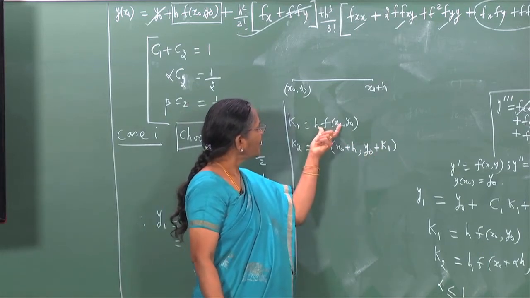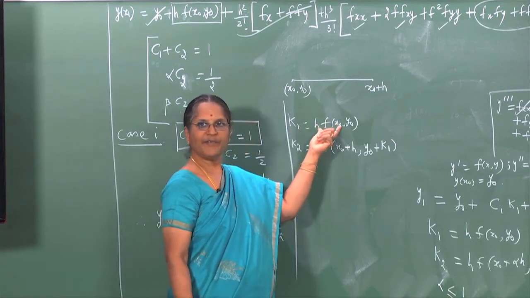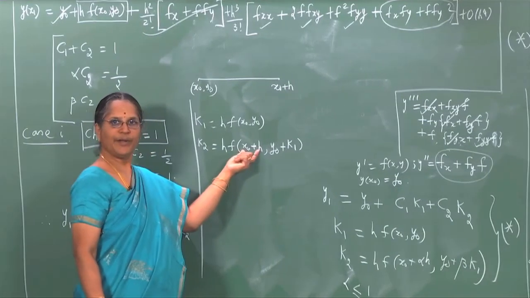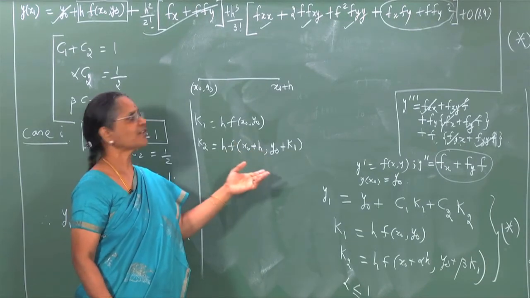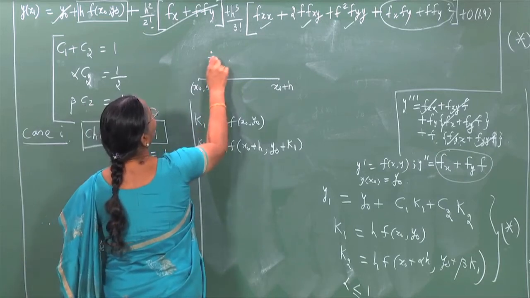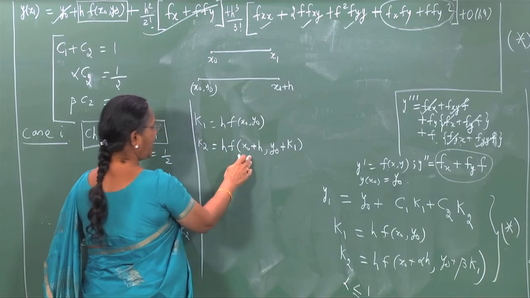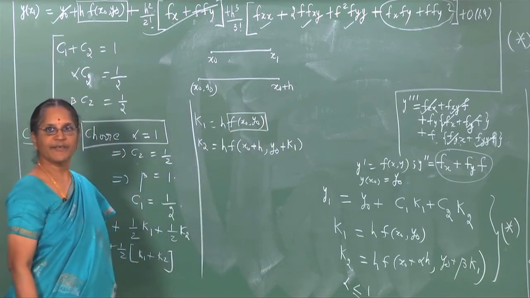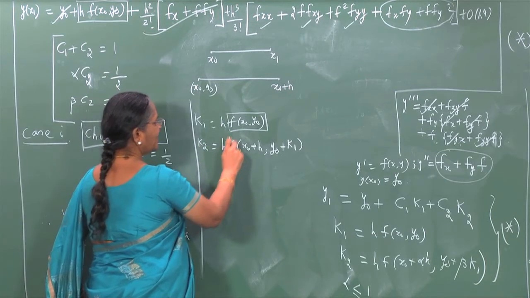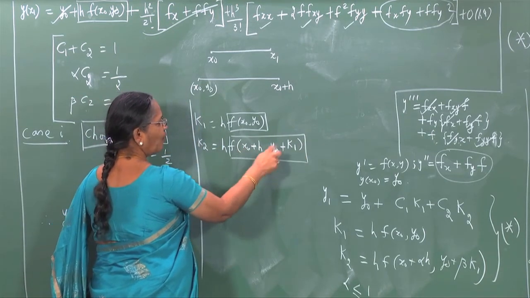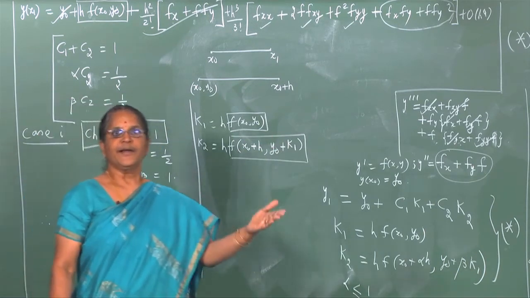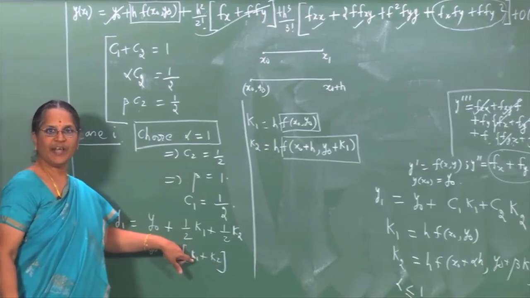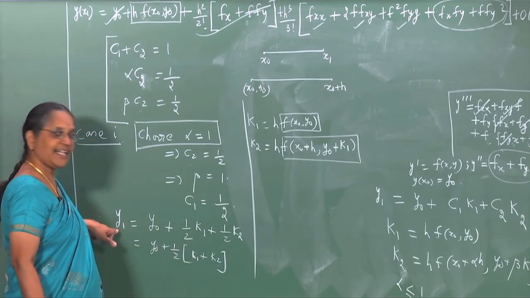But anyway, K1 is some number which represents a slope of a certain line, and x0 plus h will be a number. What is this? x0 plus h is x1. So, when I start with the point x0 and move to x1, what am I doing? I am considering k1 to be h times the slope at x0 comma y0, and k2 which is h times the slope at the point x1 comma y0 plus k1. So, I have two slopes and I am taking the average of these slopes k1 and k2 and adding it to y0 to get the value of y1.